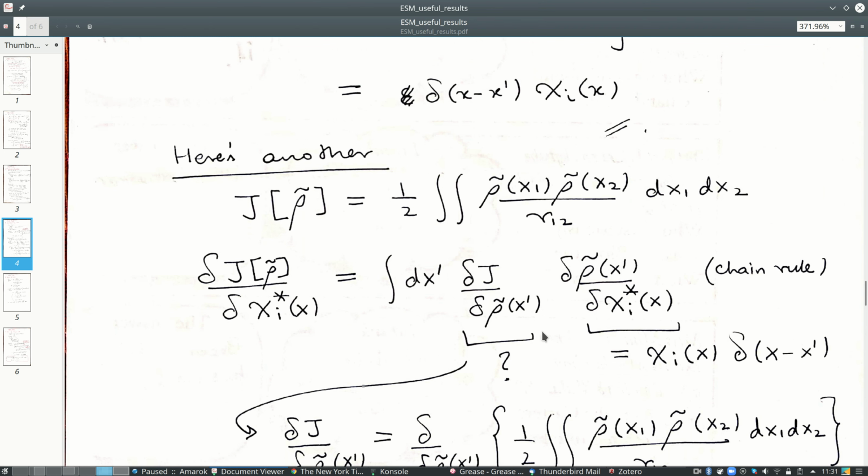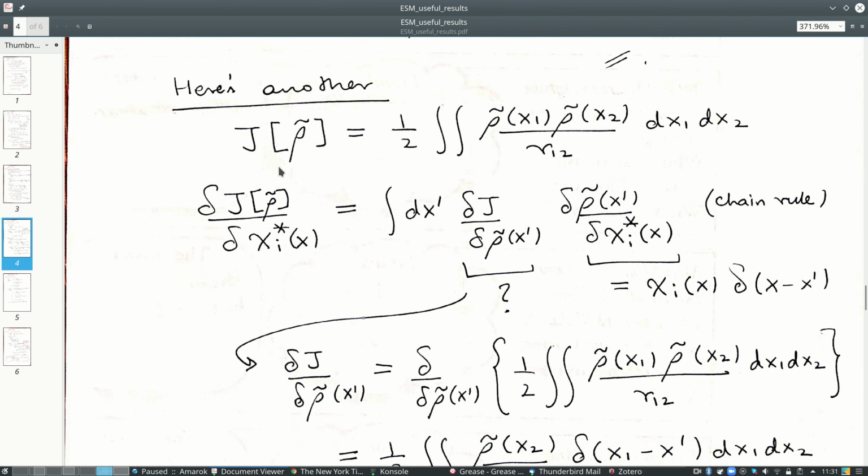Here's another which we're going to use quite often. The Coulomb energy J, which I've written here as a functional of rho tilde, is 1/2 the integral over rho tilde x1 rho tilde x2 divided by r12, not x12, it's r12, and integrated over all space and spin coordinates for x1 and x2. Now, in order to differentiate this with respect to chi i star, what I'm going to need is the chain rule.